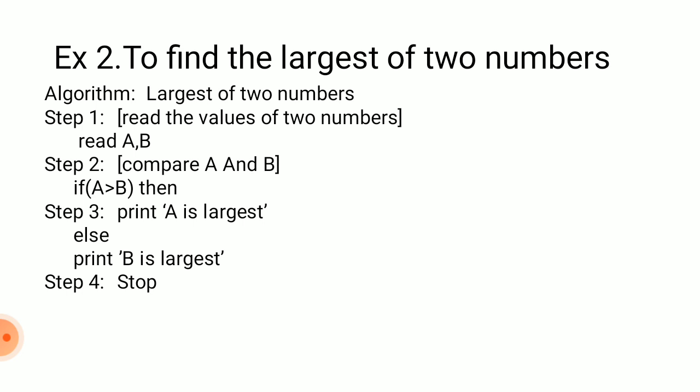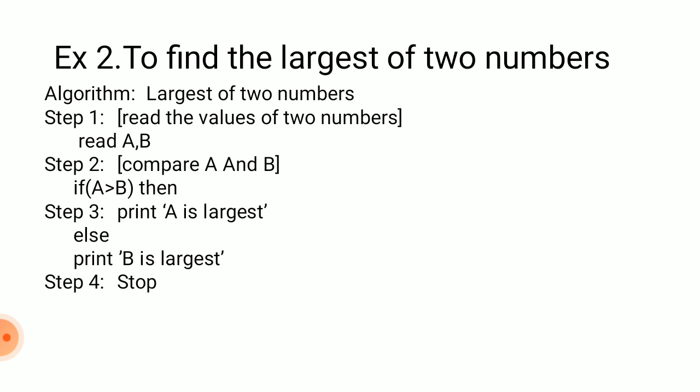You might ask, do we have to take A and B every time? We can take other variables also. You can take any variable, that is any alphabet: A, B, C, D, M, N, X, Y. It is the user's choice. Okay, so in step 2, compare A and B. Here we are printing the largest of two numbers.